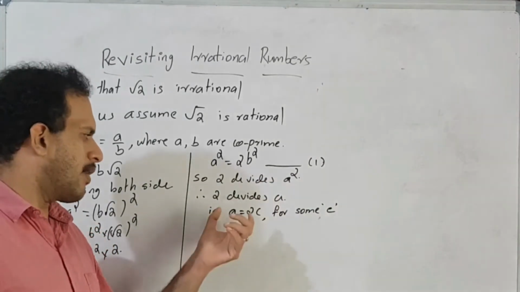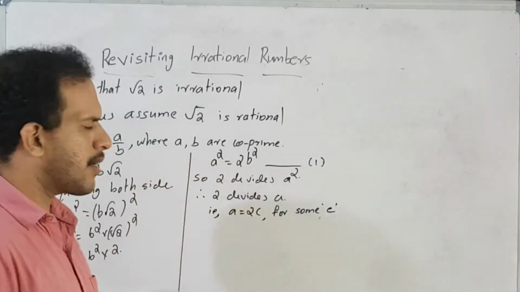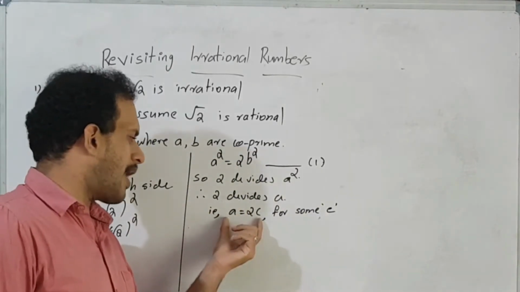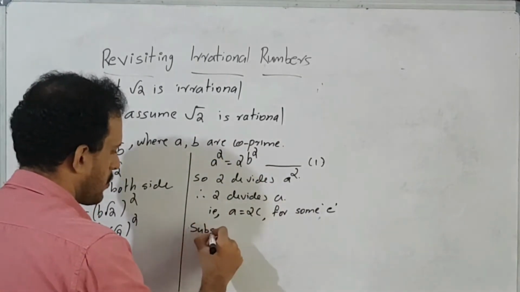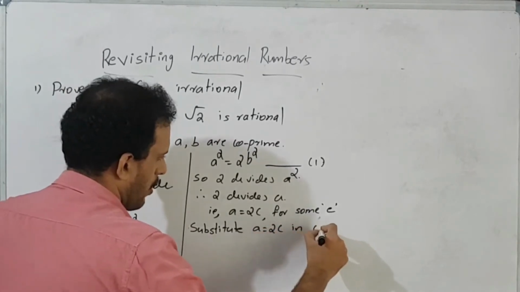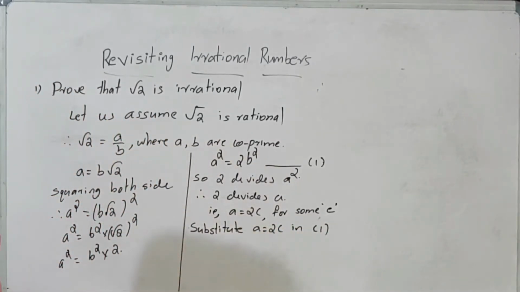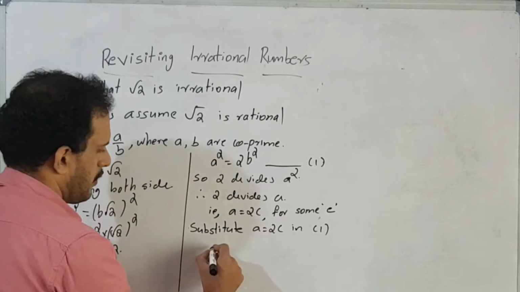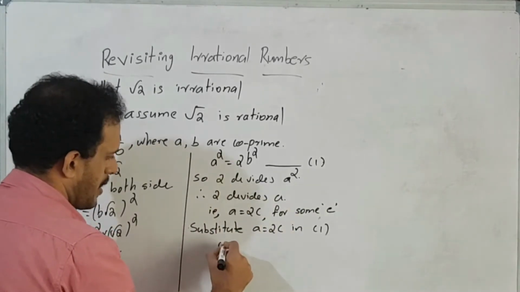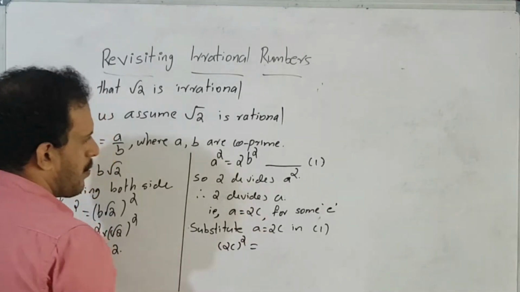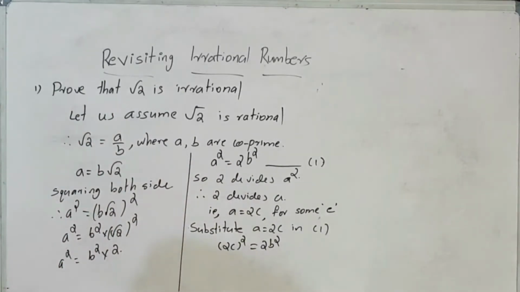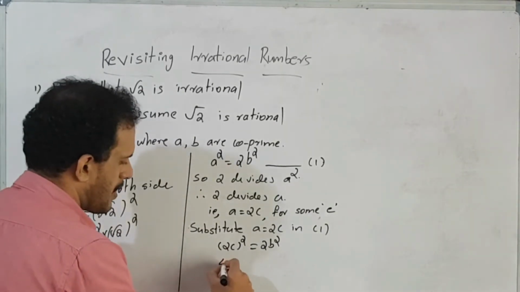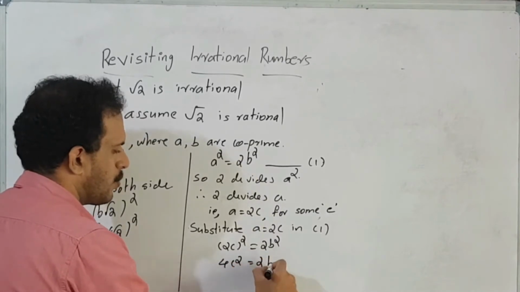Correct? Next, the value of a we substitute in equation 1. Substitute a is equal to 2c in 1. a square means 2c whole square is equal to 2b square. Then expand, what do you get? 4c square is equal to 2b square.